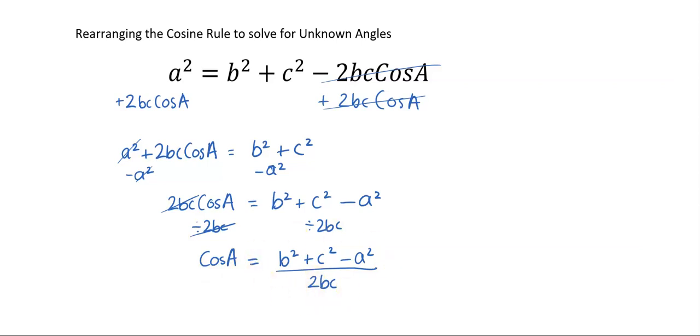Now that you know where the rearranged version of this formula has come from, you can use it straight away. So you don't have to rearrange every time you want to calculate an angle by substituting your numbers in. You can write this version of the formula down instead of the original version that we started with, and that will save you a little bit of time in each of your calculations.